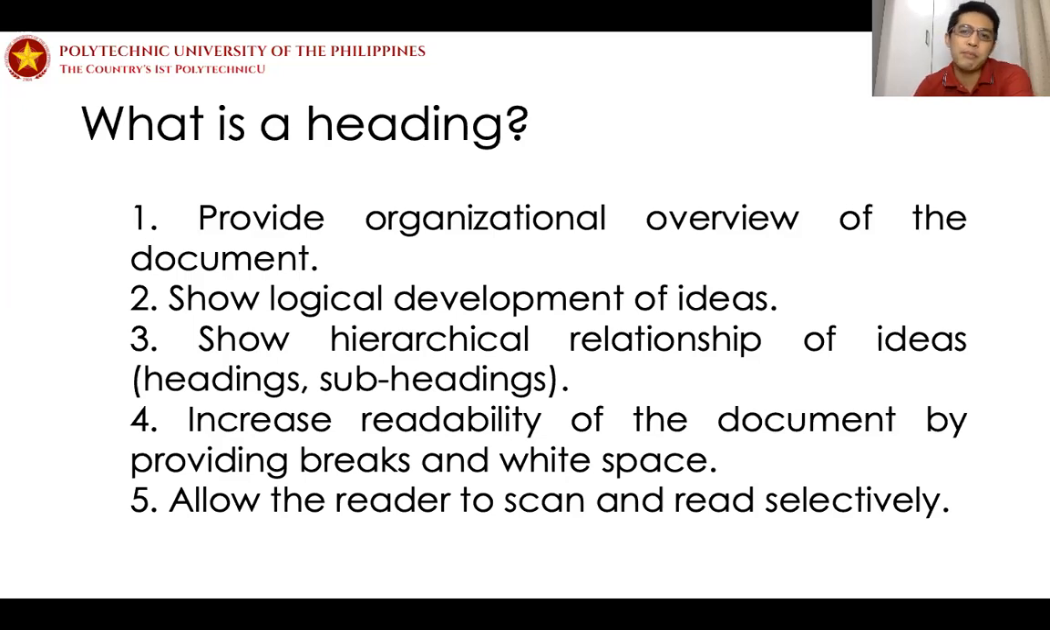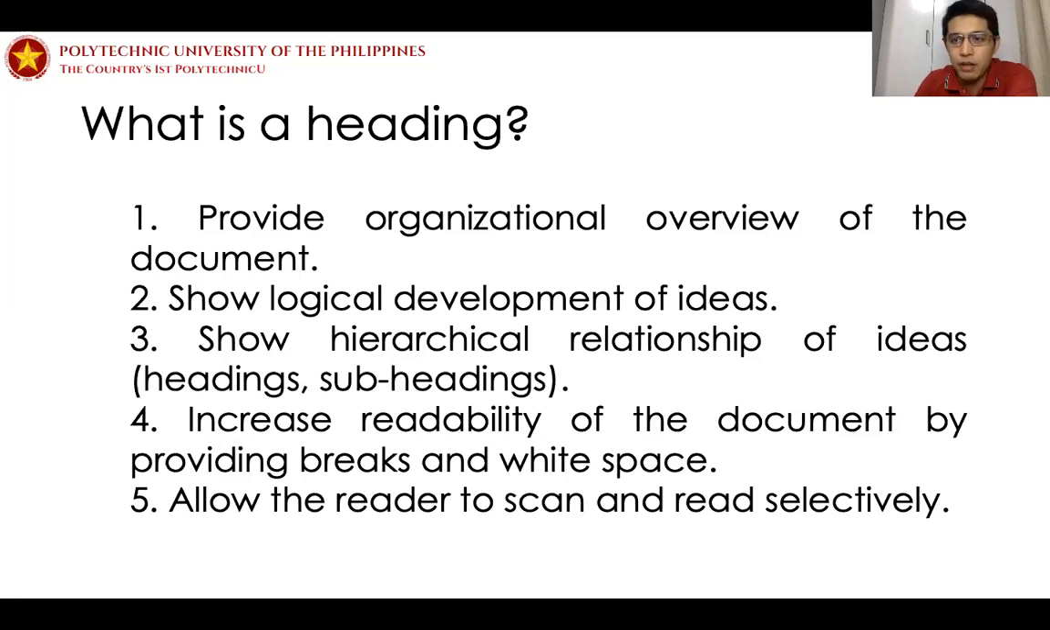Second, when we say it provides us a logical development of ideas, that means that the ideas are arranged accordingly. It can be from what is simple towards what is difficult, or it could be according to importance. Like this one is less important, then the last item on the list is the one that is very much important.